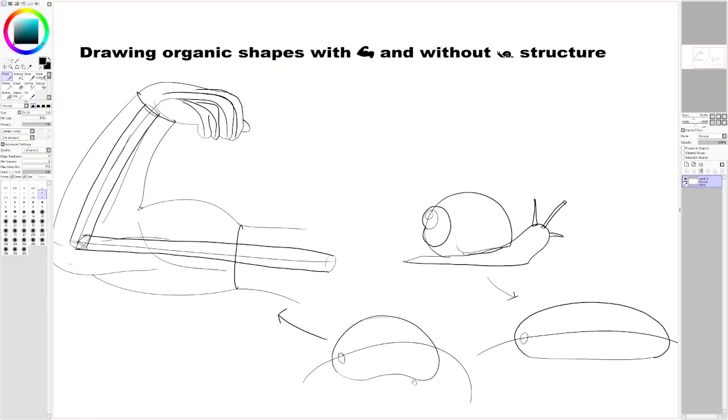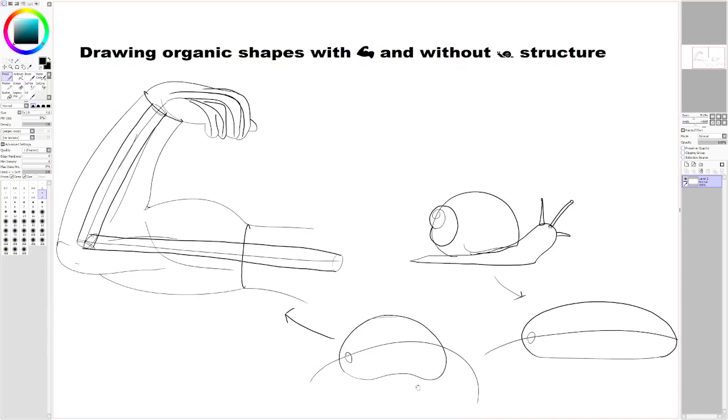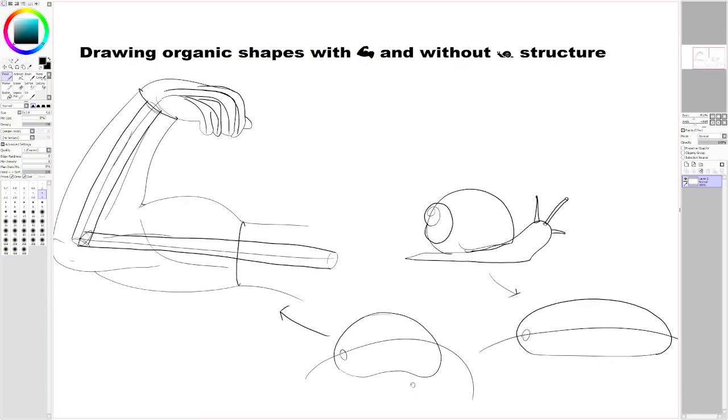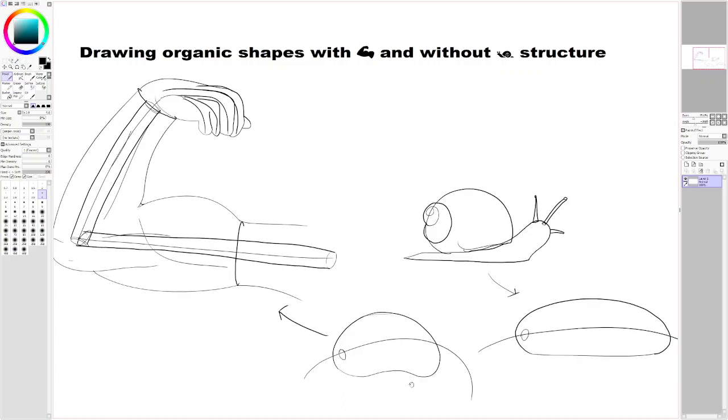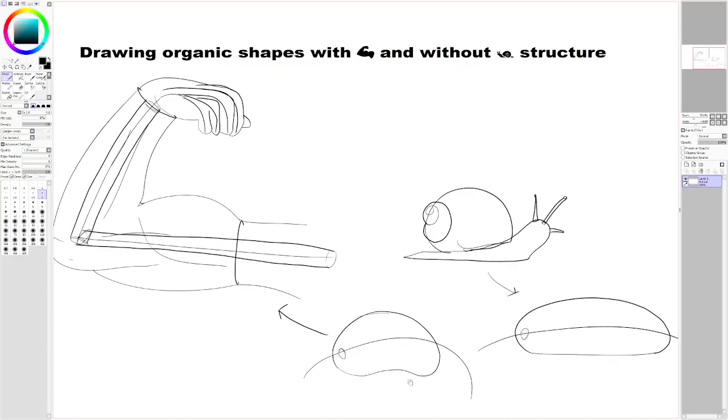So I hope this helps show that certain organic shapes have more structure than others. Both have their use cases in drawing. But yeah, I hope this helps.